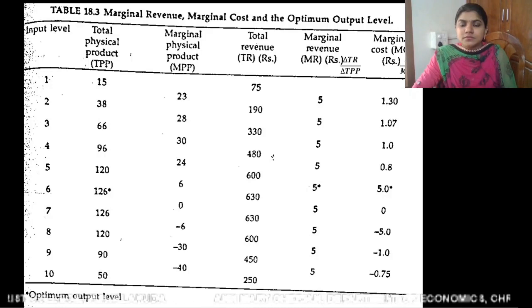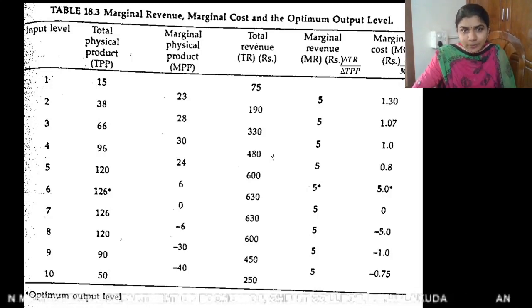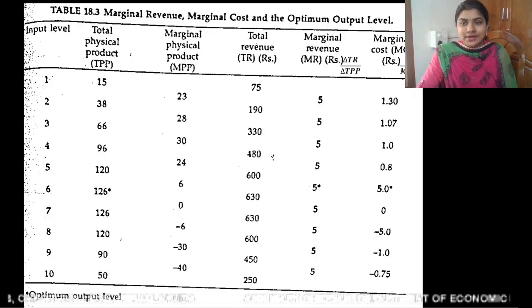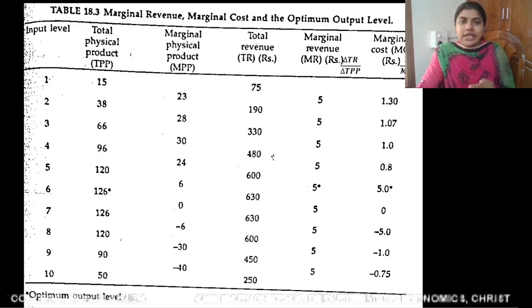Okay. Now let us calculate marginal cost. Marginal cost is the cost of one input by marginal physical product. Here the cost of one input is 30 rupees. We know that the labor charge is 30 rupees. So marginal cost is 30 by marginal physical product. We already have marginal physical product. So MC is equal to 30 by MPP. MC is equal to change in input cost by marginal physical product.